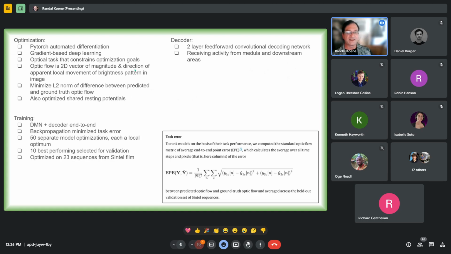A few more details about the task optimization process. This model was implemented with PyTorch to take advantage of its automated differentiation and gradient-based deep learning. The task optimizes 2D optic flow vectors for magnitude and direction of apparent local movement of a brightness pattern in an image. So this is what the decoder network ultimately gives you. And as mentioned, the training is done end-to-end and uses backprop of the minimized task error. That was done 50 times, producing 50 separate model optimizations. And then they chose the 10 best performing models for their validation.